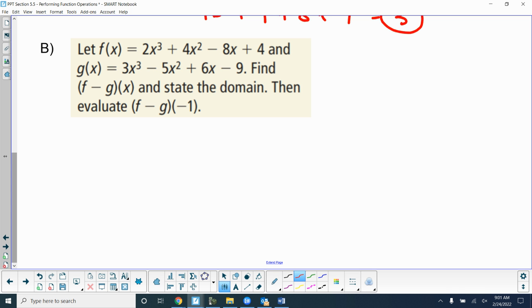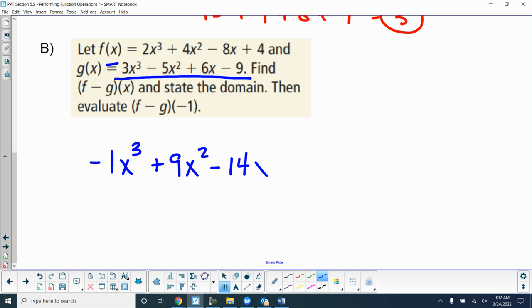All right. So, since they're basically right on top of each other, I'm going to just do it right there. So, what's 2x cubed minus 3x cubed? Negative 1x cubed, right? What's 4 minus a negative 5? That's 9x squared, right? It's plus 5, right? What's negative 8 minus 6? Negative 14x, right? What's 4 minus a negative 9? Positive 13. So that's f minus g of x.